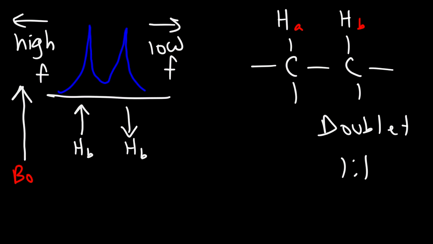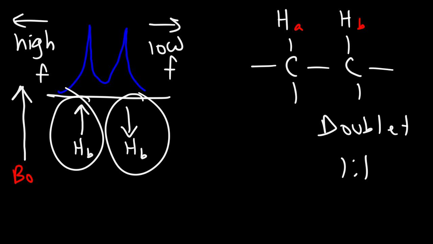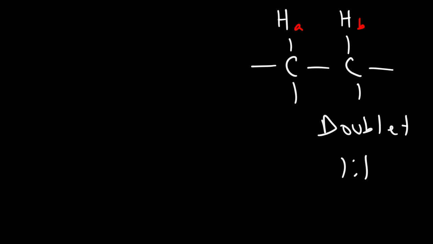So because the magnetic field of proton B can have two possibilities, either it can be aligned with the external magnetic field, or it can be aligned against it, and these two possibilities are roughly equal. That's why the intensity is in the 1:1 ratio. But now let's look at another example.